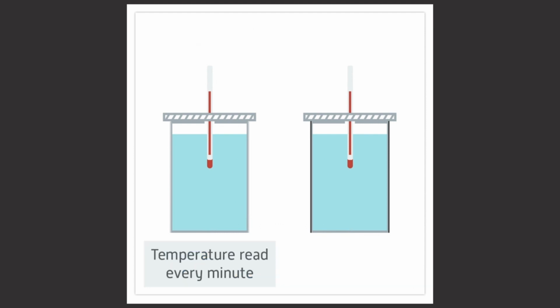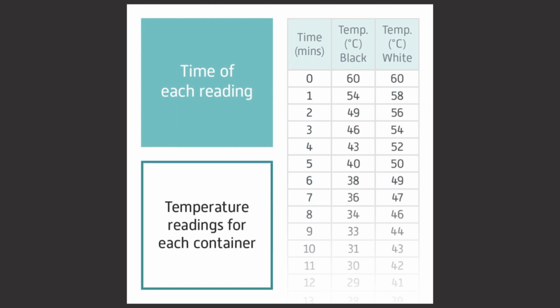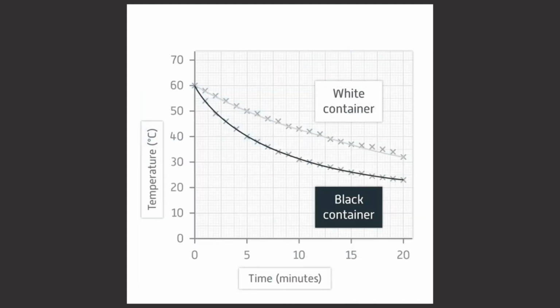Using the thermometers, the temperature of the water in each container is read every minute and recorded in a table. Use the first column to enter the time of each reading. Enter the temperature readings for each container into the appropriate columns. A graph of temperature against time can now be plotted for the two containers on the same set of axes.